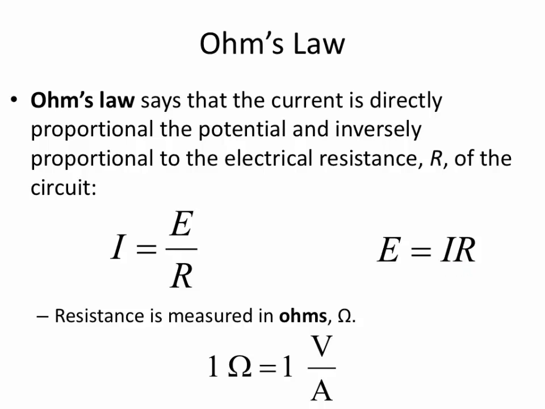Now sometimes you'll see this written as V equals I times R. And that means exactly the same thing. We're just replacing the E here with a V instead. Now resistance is measured in ohms, which we symbolize with this Greek letter, the capital omega. Now 1 ohm is defined to be 1 volt per amp.